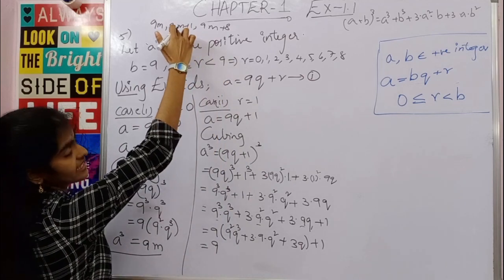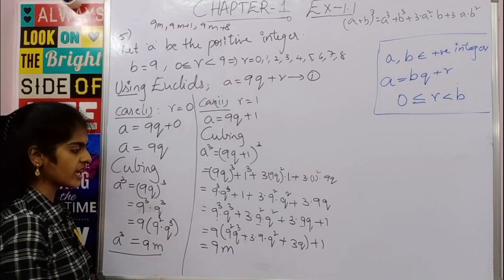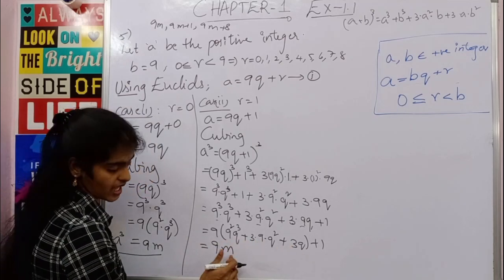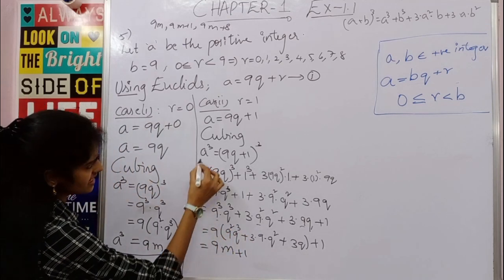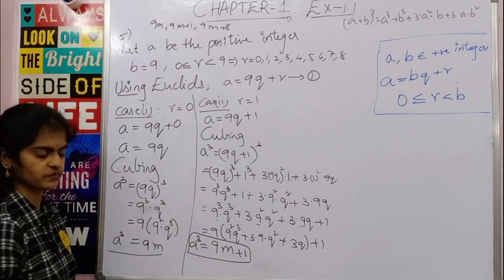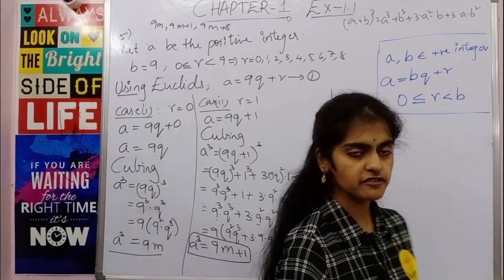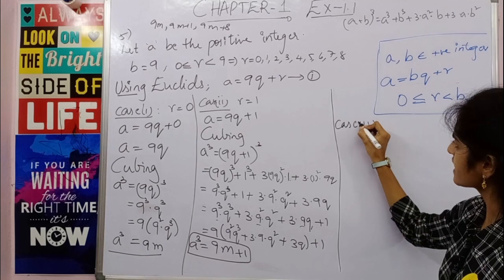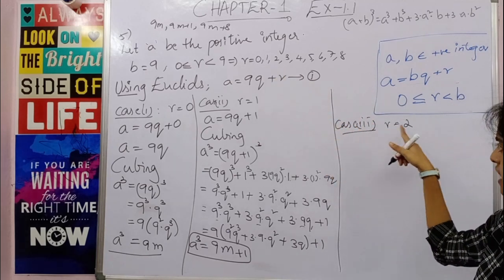Here they gave m in the question, so I am taking the same letter m. So this entire thing, whatever is in the bracket, you are taking it as m, and you have plus 1. Okay, what is this now? This is nothing but the cube of a positive integer of this form. Clear? Now let us take the next case. In the next case you have case 3. What is case 3? You will take r as 2. Okay, you finished 1, now you will take 2.